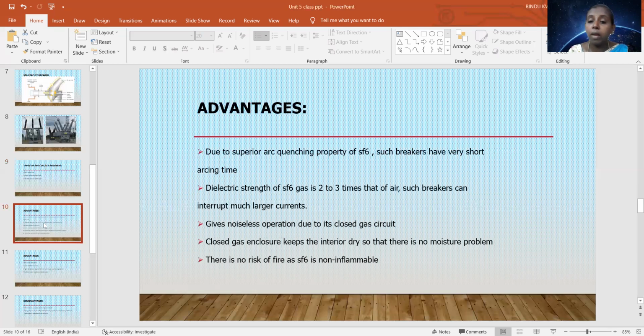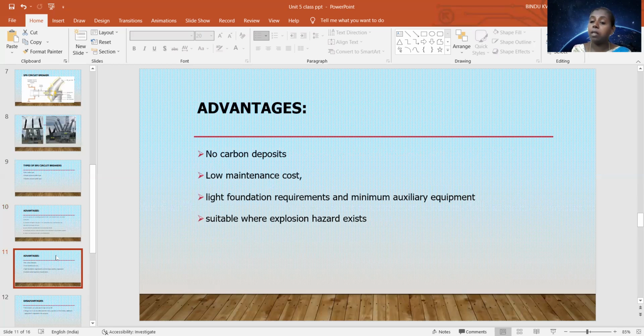It requires only a very short arcing time. The dielectric strength is also very high, 2 to 3 times that of air, and the arc quenching capacity, as we have seen, is around 100 times more than that of air. We also have a noiseless operation, and the closed gas enclosure keeps it dry, so there will not be any moisture problem since everything is happening in a closed enclosure. There is no risk of fire as SF6 is non-inflammable. After quenching we don't have any carbon deposits. Maintenance is also very low.